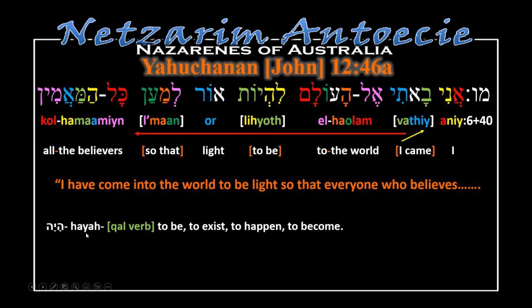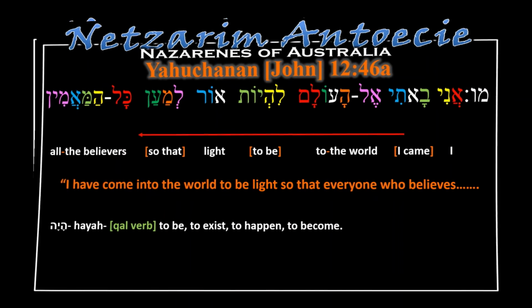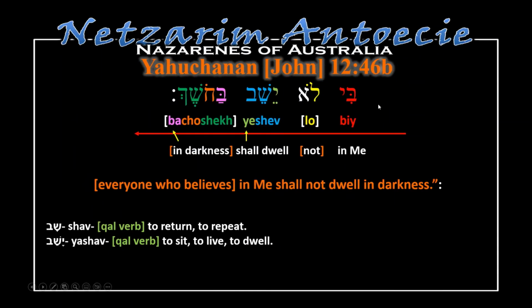See, down here I actually gave you this for liyot. The root of it is haya, which is a kal verb, to be, to exist, to happen, to become. So now let's read that, and we get ani vati el ha'olam liyot, le'ma'an kol ha'ma'amin. Right. So reading it at that pace, at least you hear it properly, and it's going to be easier to repeat that.